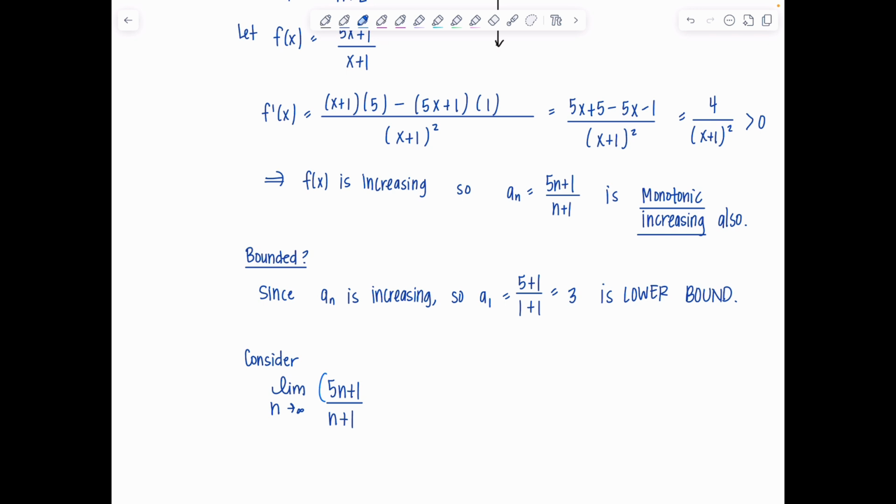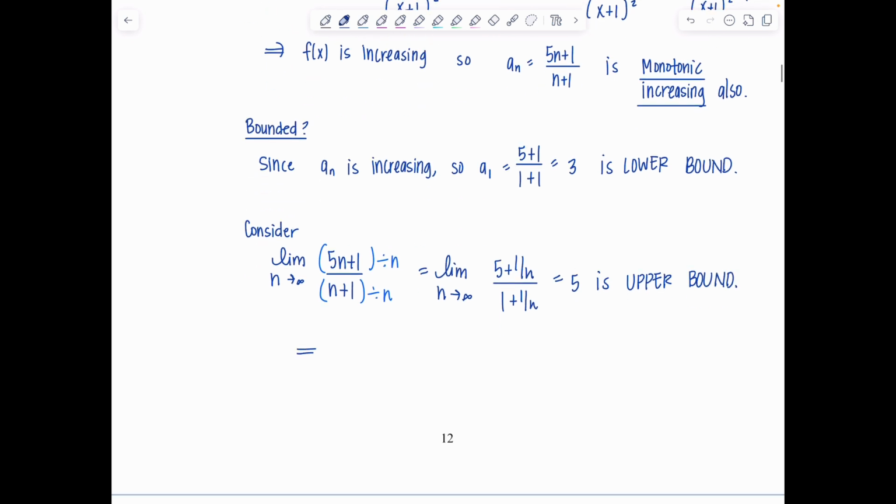So now I'm going to divide by n, and this is the limit as n approaches infinity of 5 plus 1 over n over 1 plus 1 over n, that's 5. That's the upper bound. So therefore, I could say it's bounded. Okay, and P.S., since a sub n is monotonic and bounded, it's convergent.